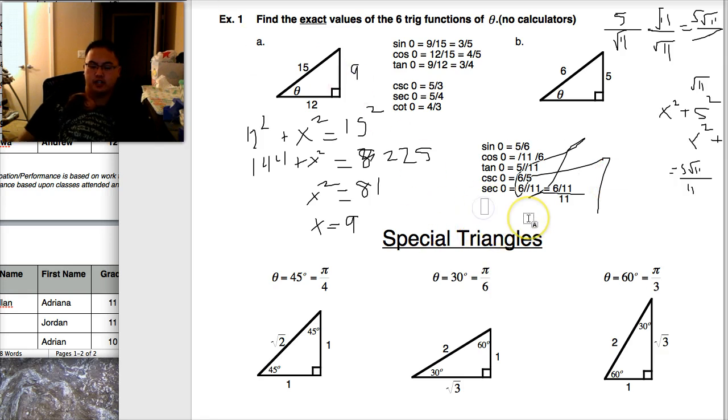And then cotangent, again, is tangent flipped. Now here's the tricky part. Remember when we did tangent, we got 5 square root of 11 over 11? Well, I could re-flip that and re-simplify it, but remember initially, when we first did this, we had 5 over square root of 11. So really, cotangent, you already know, is just going to be square root of 11 over 5.